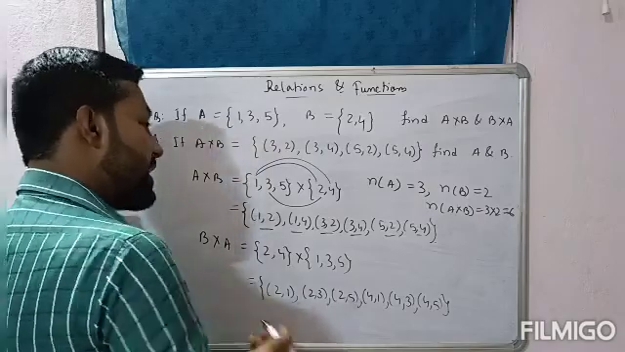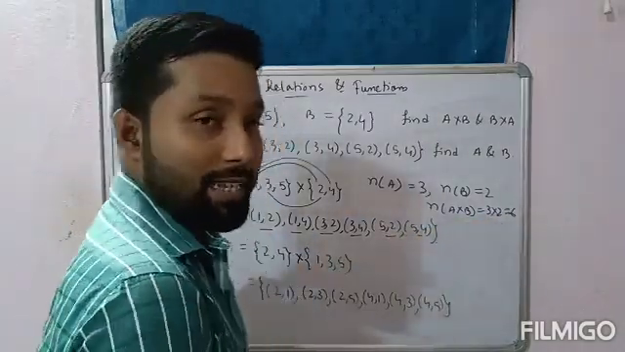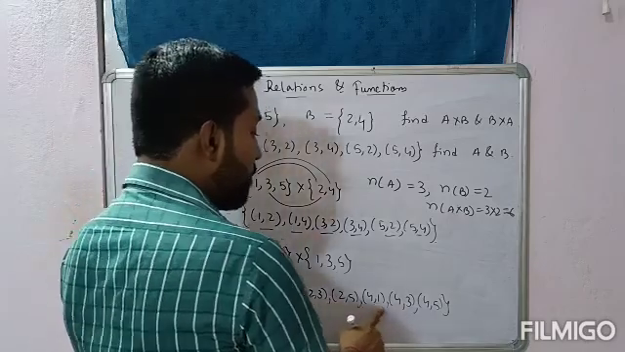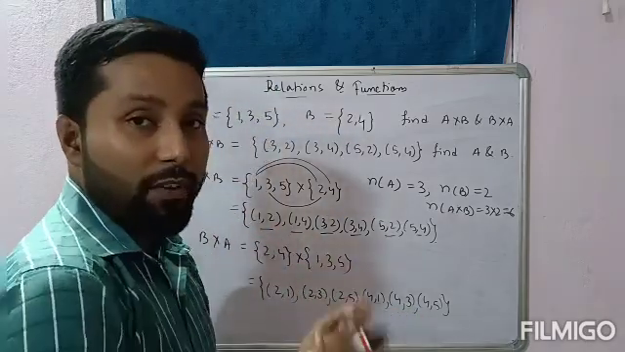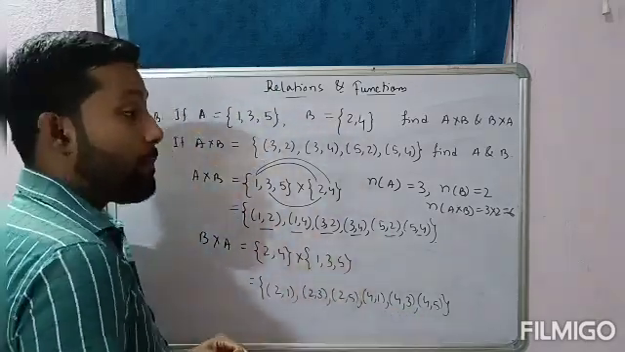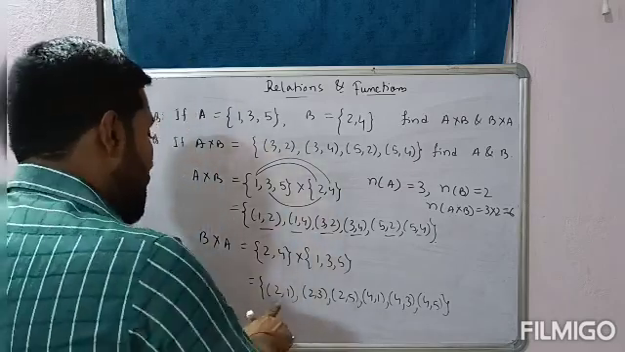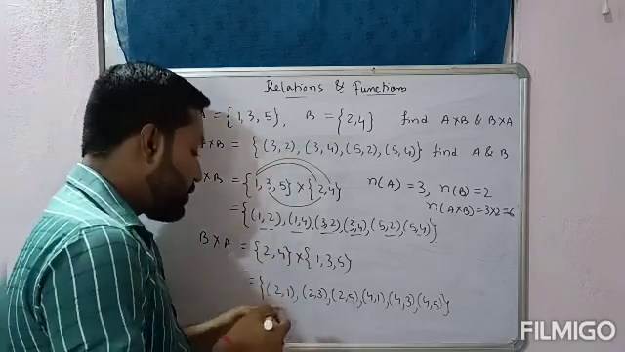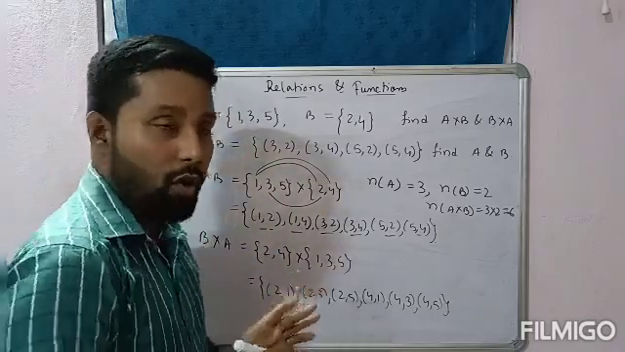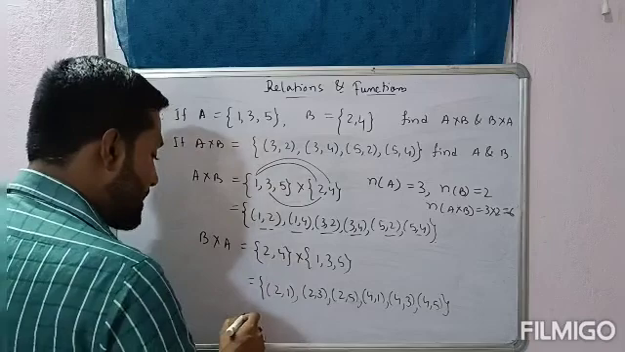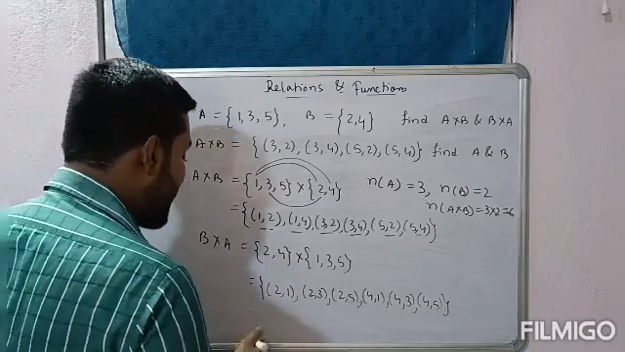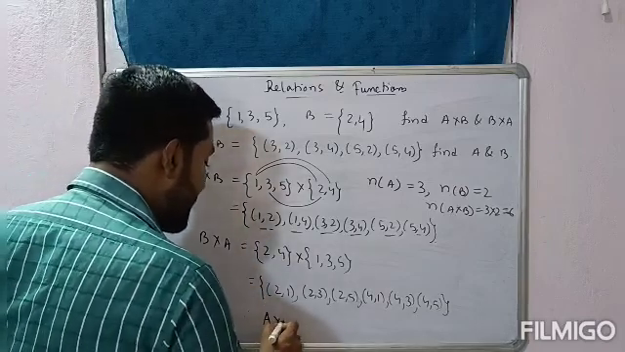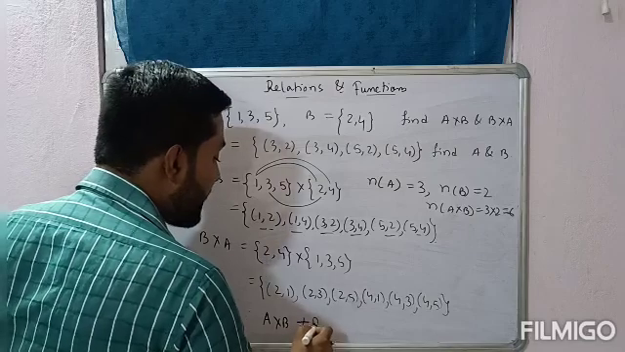Okay, in B cross A also the number of elements must be 6. Yes, 1, 2, 3, 4, 5, 6. So the number of elements is 6. But whether these ordered pairs are the same, meaning will 1 comma 2 be equal to 2 comma 1? No. So since the ordered pairs are not the same, clearly we can say that A cross B is not equal to B cross A.